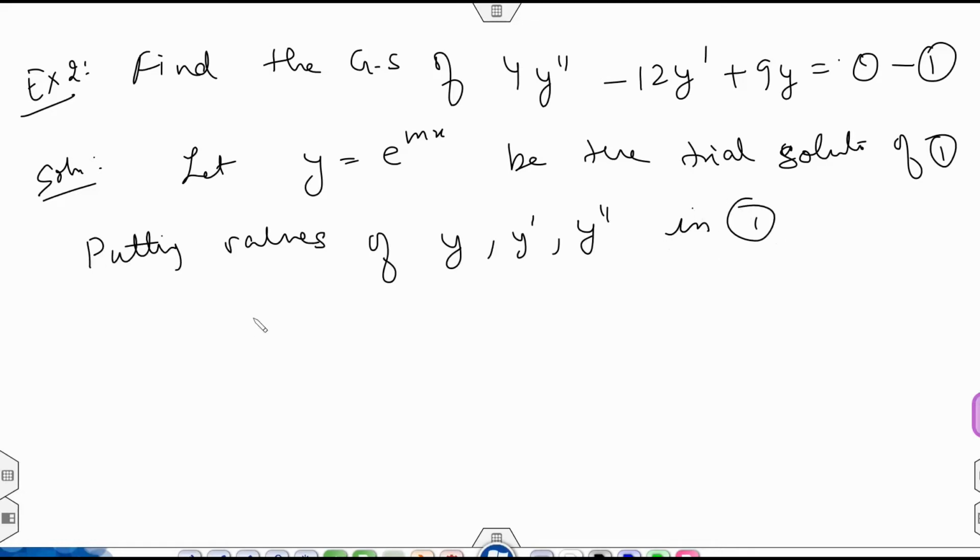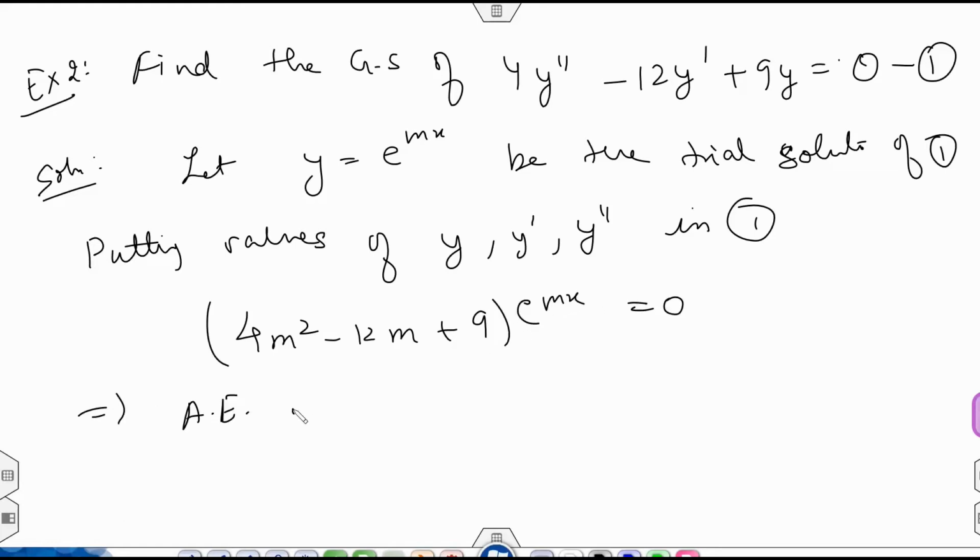You will obtain 4m square minus 12m plus 9 into e to the power mx equal to 0, and this implies that the auxiliary equation is 4m square minus 12m plus 9 equal to 0. Now solving it, we get two repeating roots.